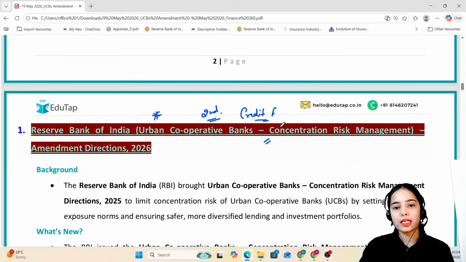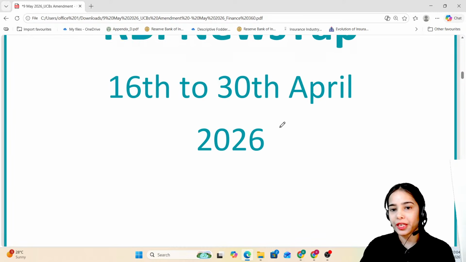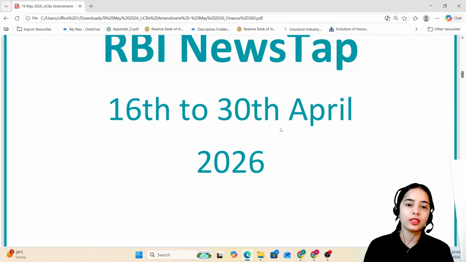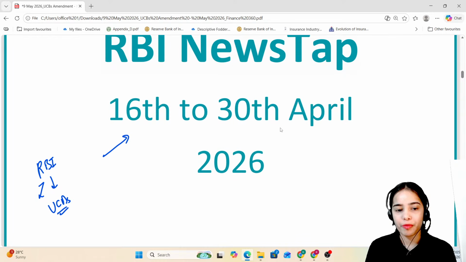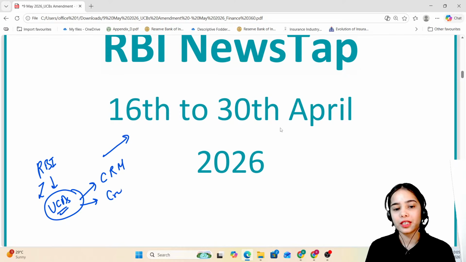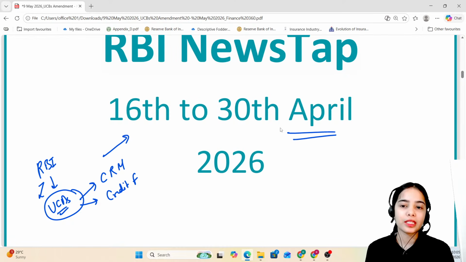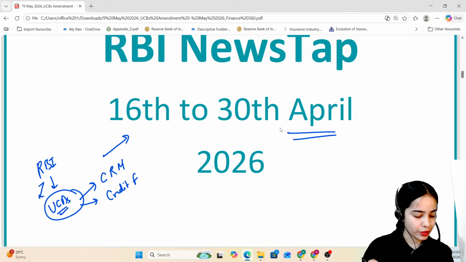These are the articles from your RBI News tab from the 6th to 30th April 2026. The RBI has released both these notifications for the amendment in the urban cooperative banks directions. There is the amendment regarding the concentration risk management, and there is the amendment regarding the credit facilities. Very important data has been provided by the Reserve Bank of India just before your examination, so this data becomes very important that we are going to discuss in today's session.